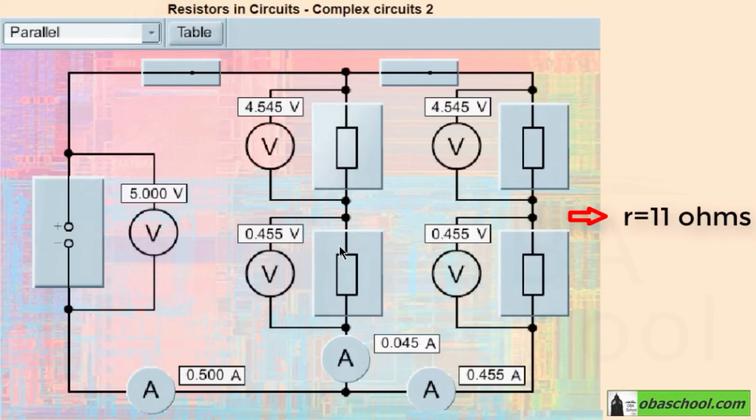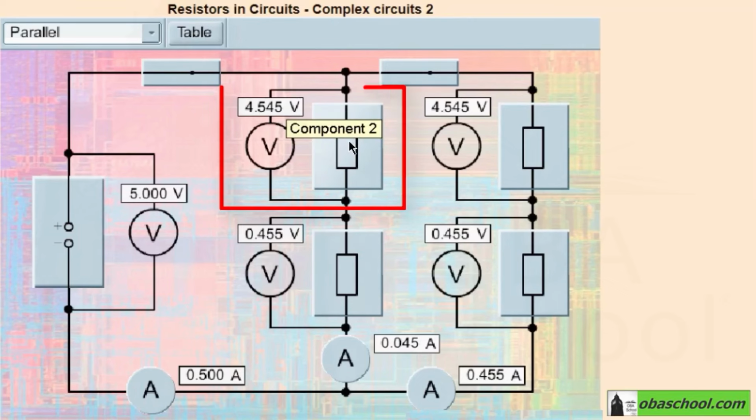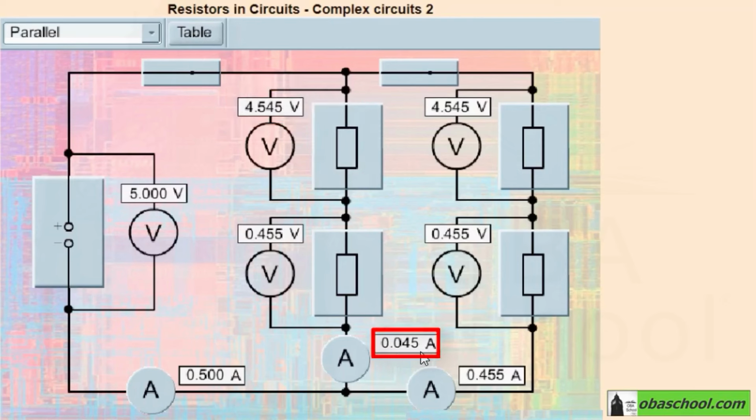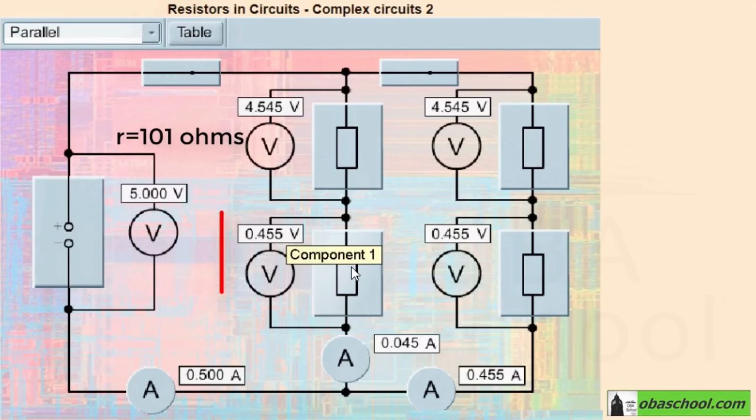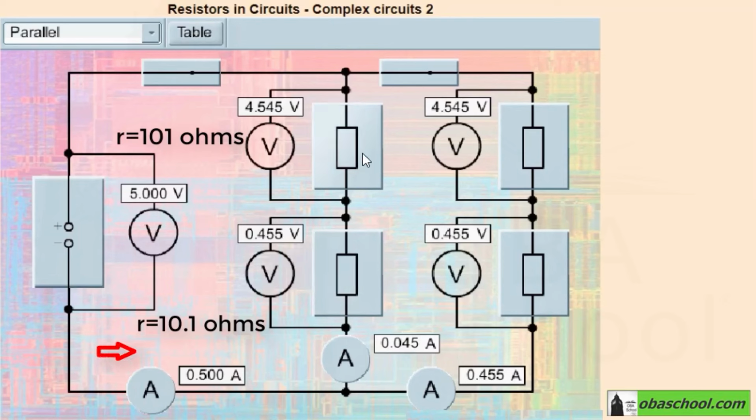Now, let's move to the left-hand side branch and start with component 2. Component 2 has a resistance of 4.545 divided by the current, which is 0.045 amperes, equals 101 ohms. Component 1 has a resistance of 0.455 volts divided by 0.045 amperes, which equals 10.1 ohms. Their total resistance equals approximately 101 ohms. Since they are in series, the total resistance is additive, and now we have a reduced circuit.